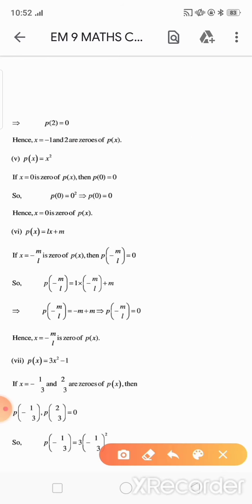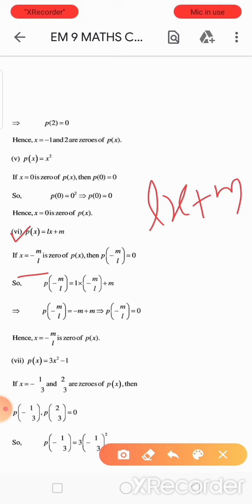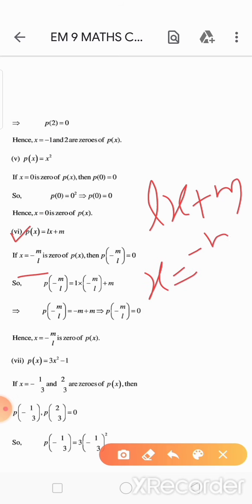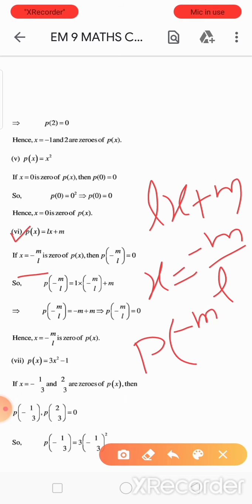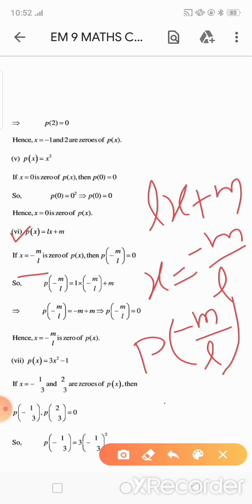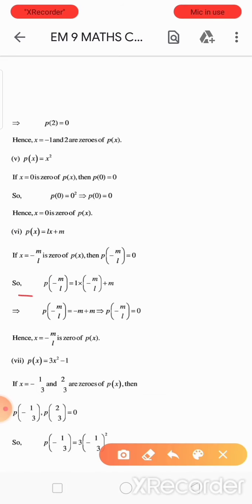Next question, question number 6. Similarly we do here. Our polynomial is given by Lx plus m. Here the value of x is equal to minus m upon L, and if it is a zero of the polynomial, then p of minus m upon L equal to 0. We have to verify that. Now we substitute the value of x in our polynomial.